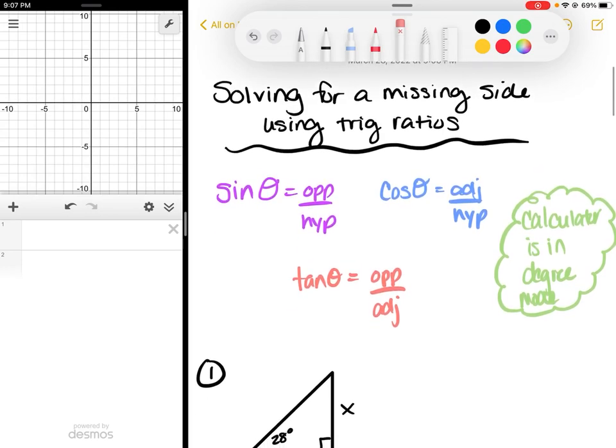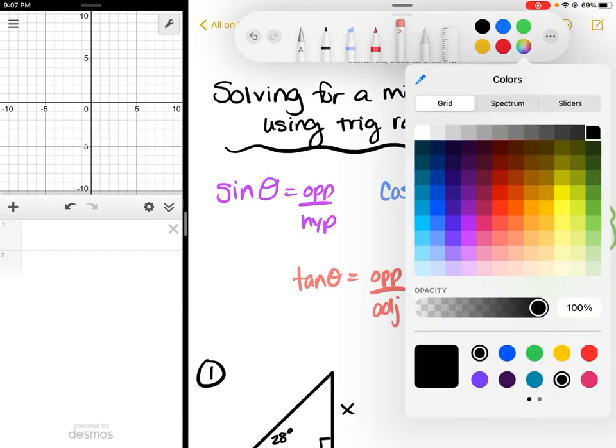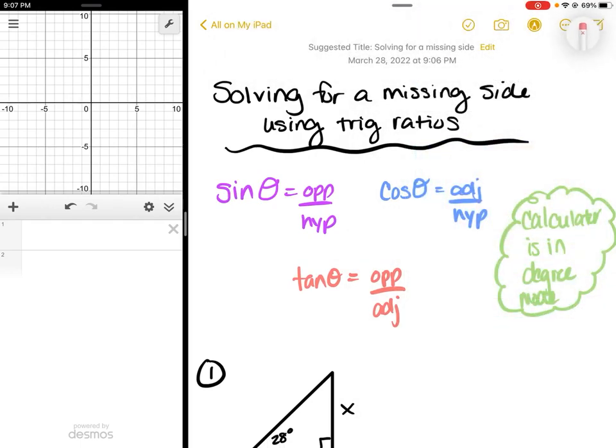Okay, so we've talked about trig ratios also. We've set them up. We haven't solved them, but we've set them up, okay? So today we're actually going to solve using trig ratios.